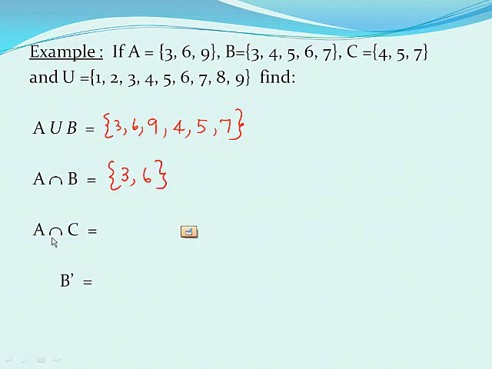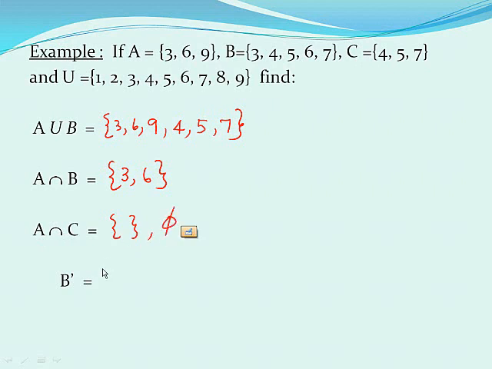The intersection of A and C. So it is the set that consists of members of A that are also in C. So A contains 3, 6, 9. C contains 4, 5, 7. So none of the elements are common, so this will be the empty set. So A and C are disjoint sets because the intersection is empty. We can also write this notation here.